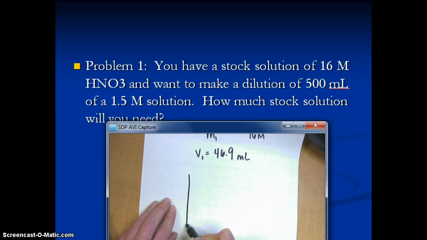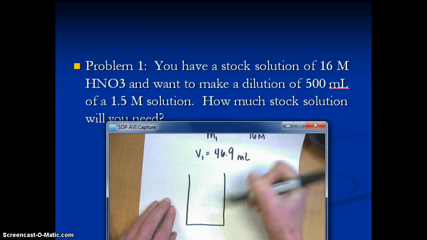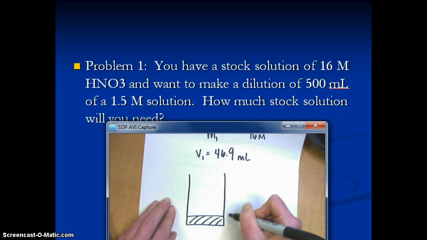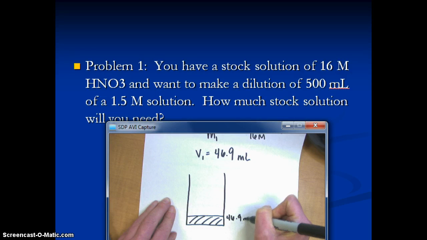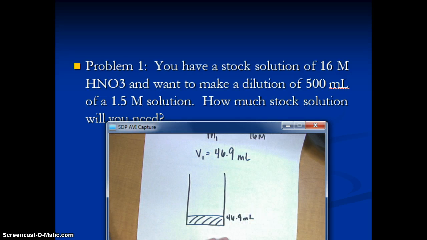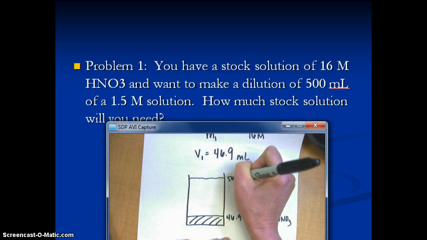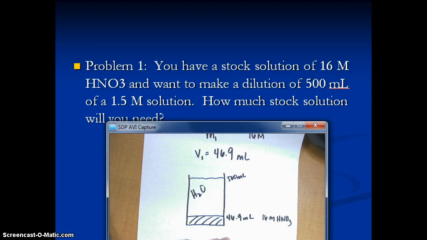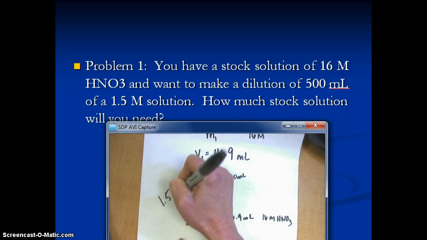And so what that would look like is I would need to take a beaker. Okay, I would add 46 milliliters of 16 molar nitric acid. And I would add water, add distilled water, until the line reached 500 milliliters, and then I would have a 1.5 molar solution.